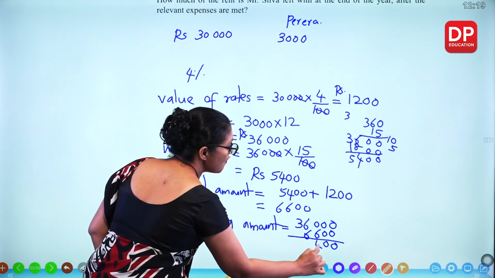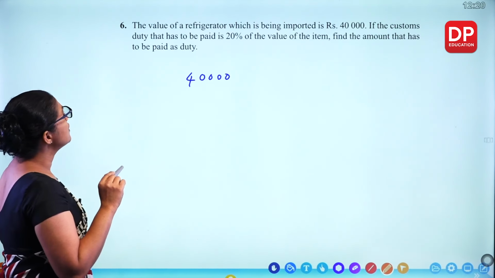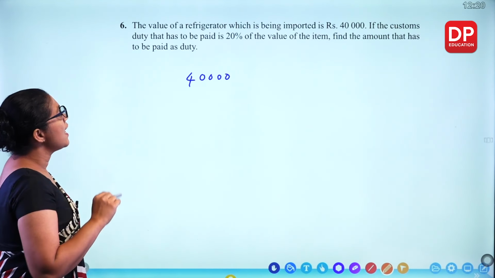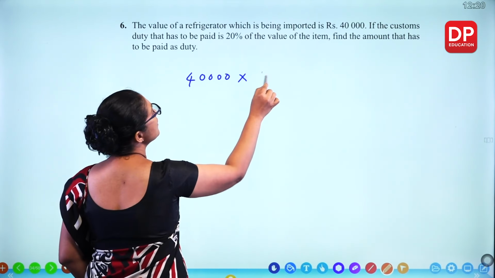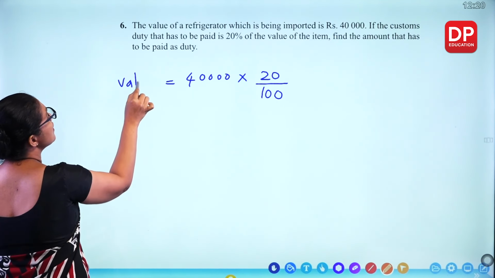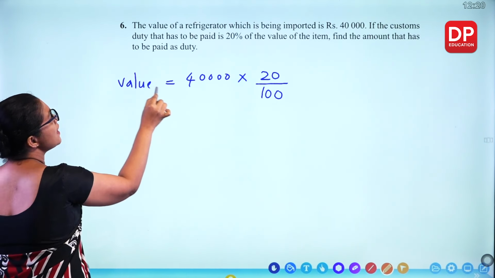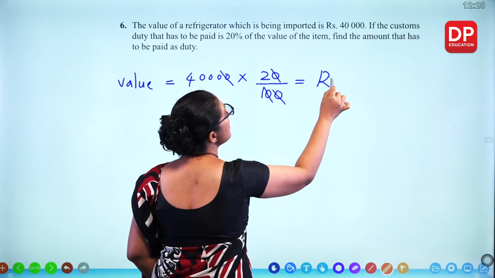Question number 6. The value of a refrigerator which is being imported is 40,000. If the customs duty that has to be paid is 20% of the value of the item, find the amount that has to be paid as duty. So 20% of that value. The value that you have to pay is 0, 0. This 0 get cancelled out with this 0. 2 times 4,000 is 8,000 rupees.